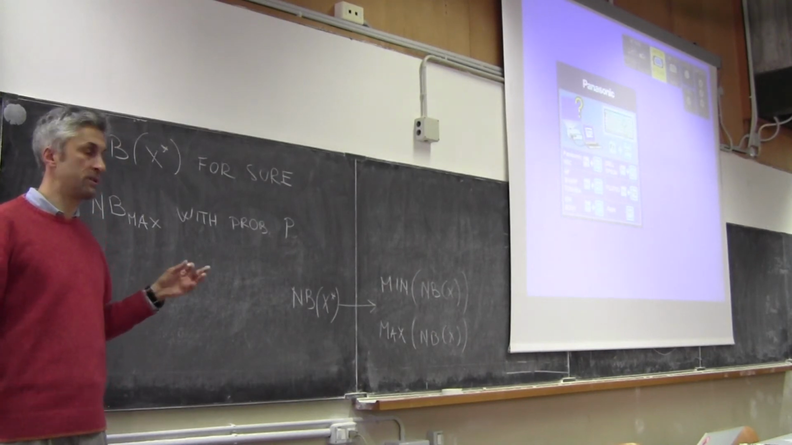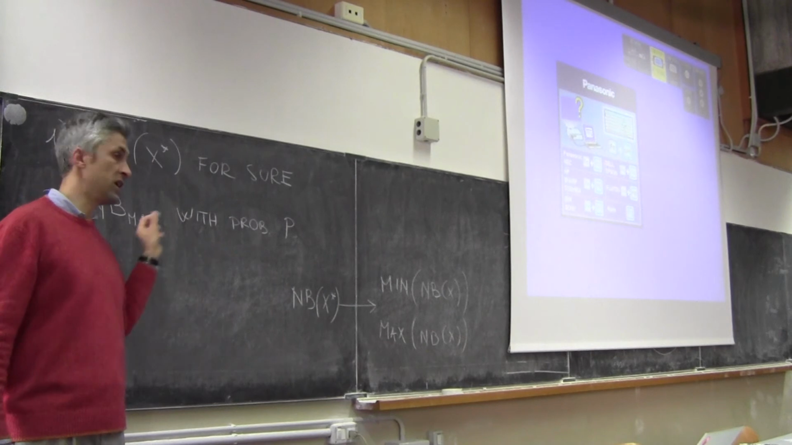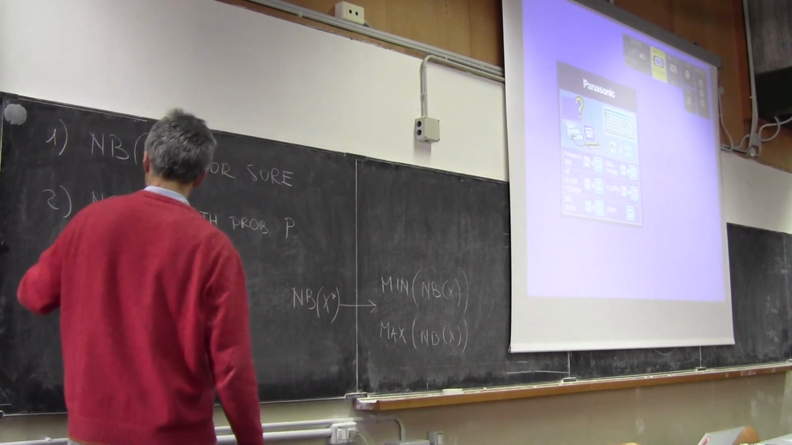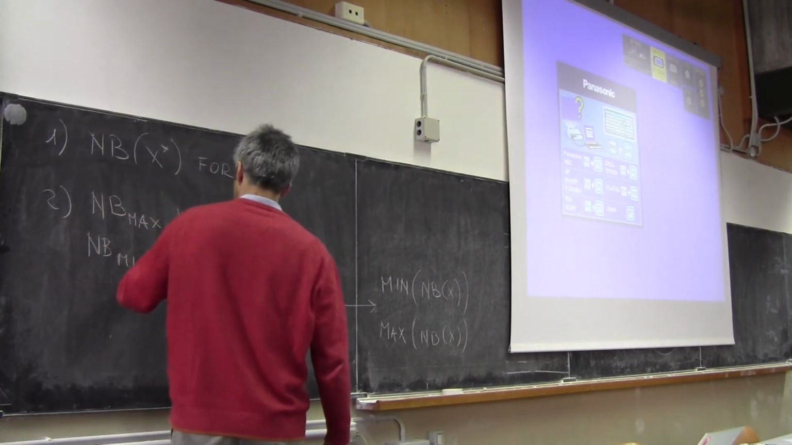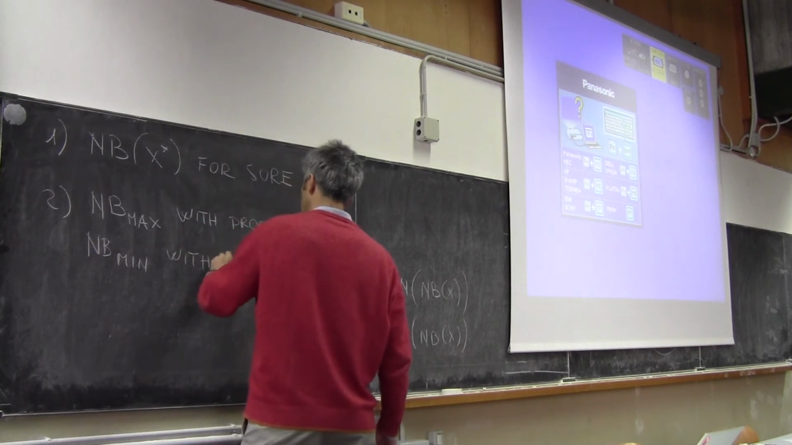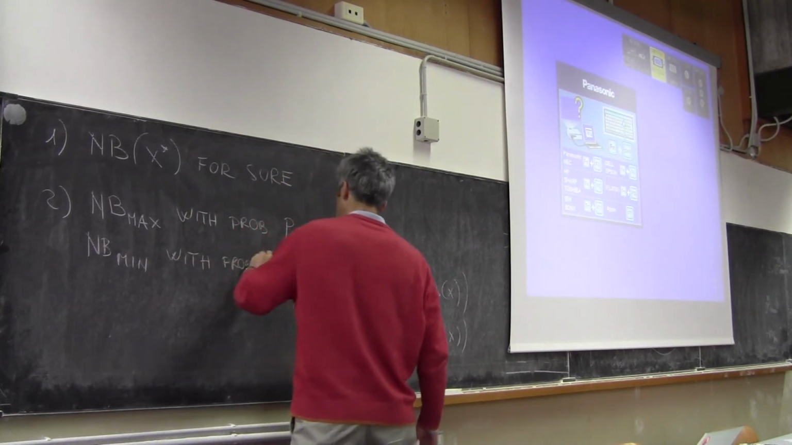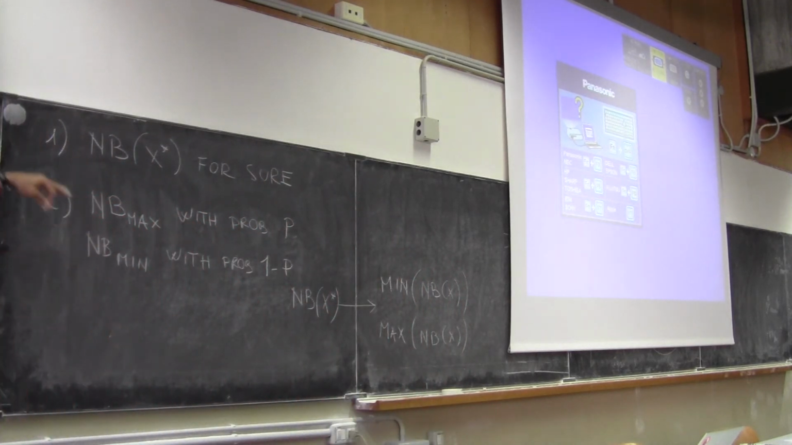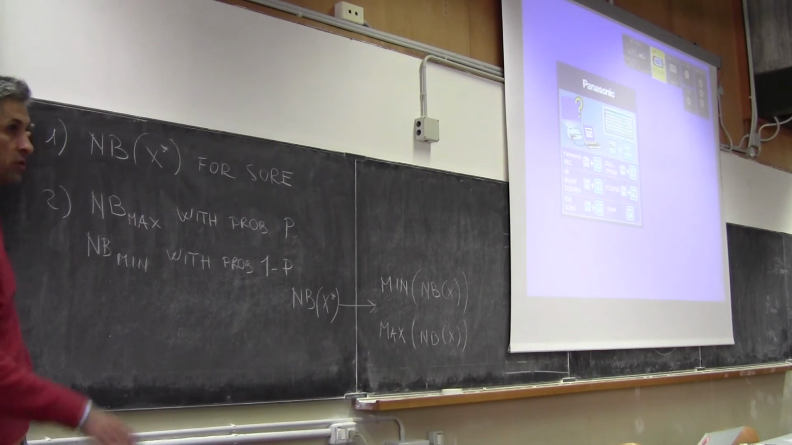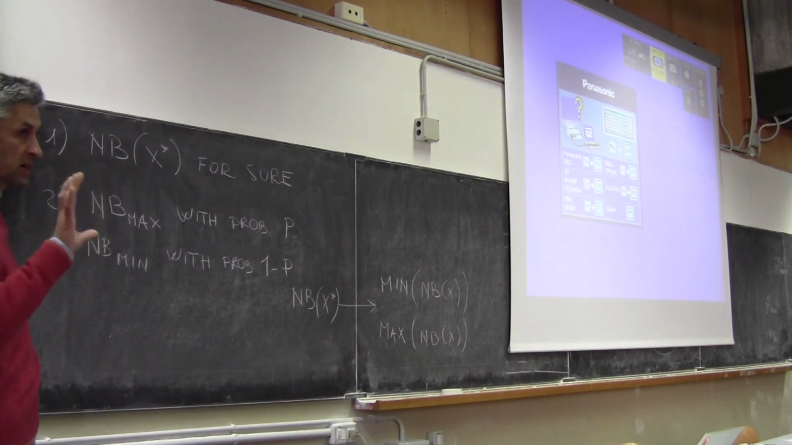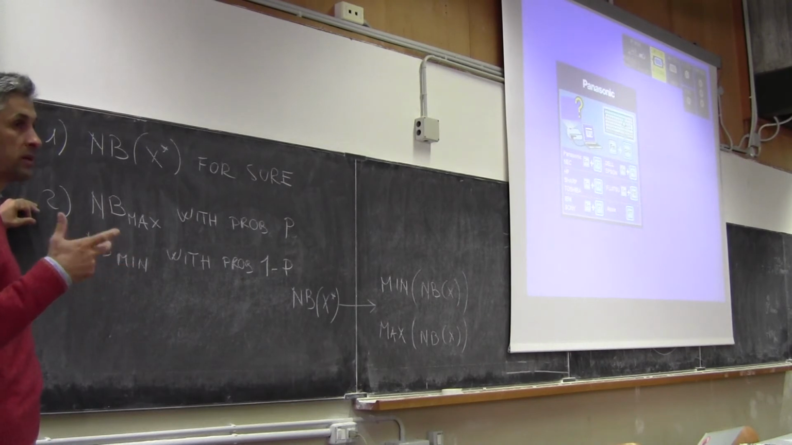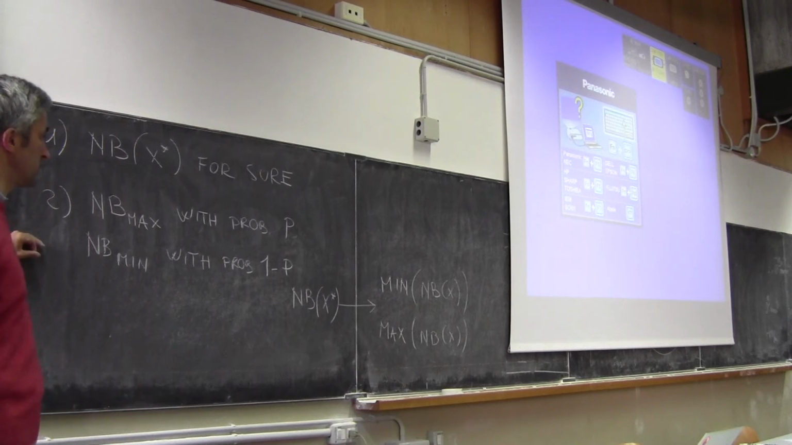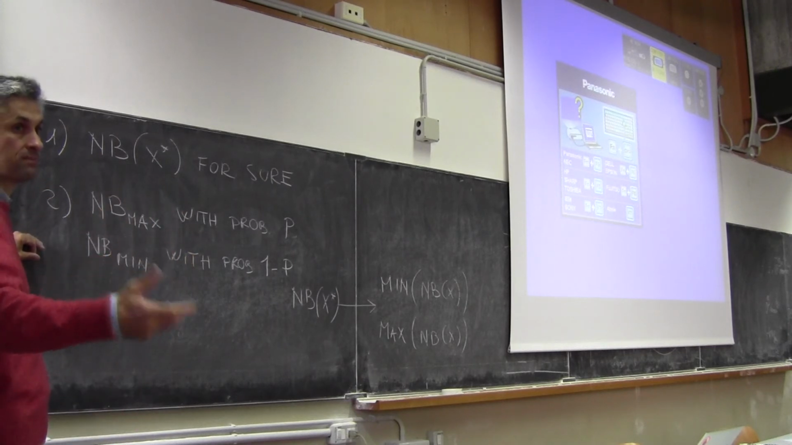But then the question is, what happens in the second option if I fail in getting the maximum? If you fail in getting the maximum, you get the minimum, which is obtained with probability 1 minus P. These are the two options. The first option you get for sure the benefit MBX star. In the second option, you have a probability capital P of getting the maximum, and with probability 1 minus P, the minimum.